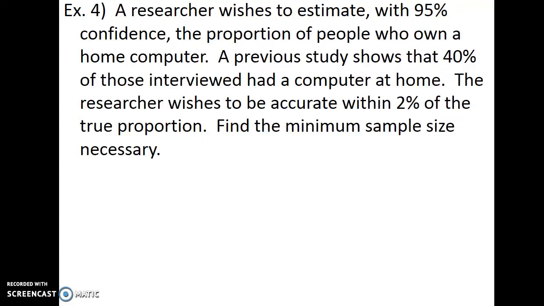So for this one, a researcher wishes to estimate with 95% confidence the proportion of people who own a home computer. A previous study showed that 40% have a computer at home. I want to be accurate to within 2% of the true proportion, and so I need the sample size necessary. So I'm using my formula for finding the sample size. I'm told p hat is 40%, so that means q hat must be 60%. You can find your critical value if you don't have it memorized for a 95% confidence level, and it's divided by my error, which is 2/100 in this case, because I have to be accurate within 2% of my actual proportion. So I'm going to square that. This rounds to about 2,305 people.